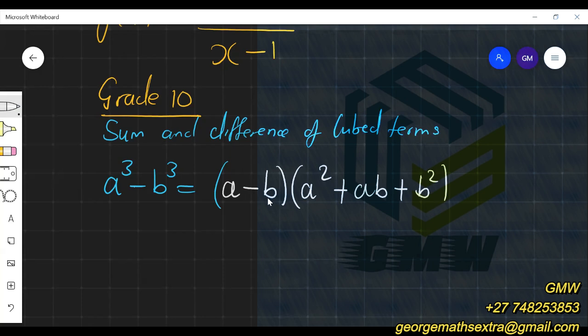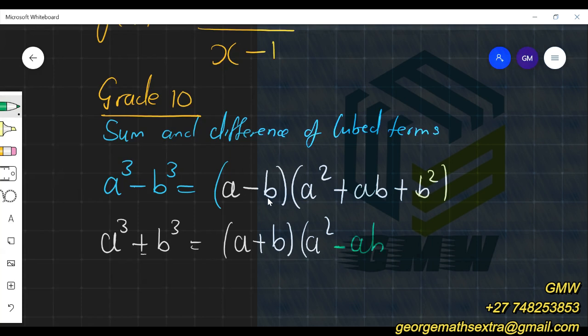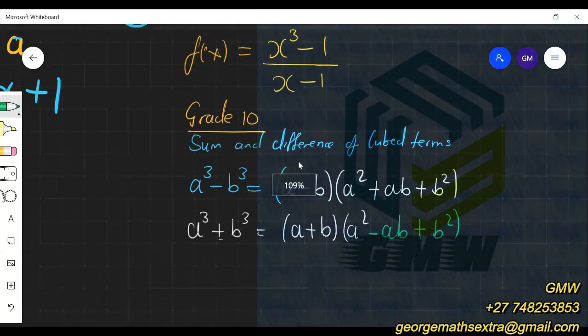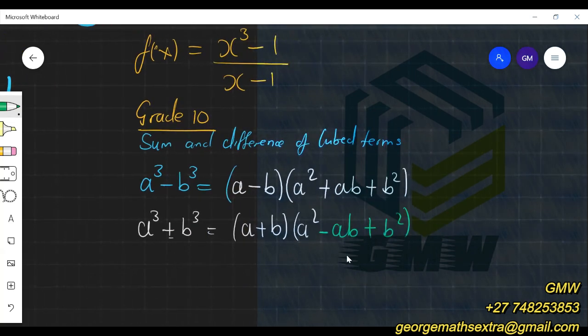Or if you were given the sum, you would again take the cube roots, but take the sign as it is, then a squared, then minus ab, then again plus b squared, right? You understand these two? They were done under sum and difference of cubed terms, all right?